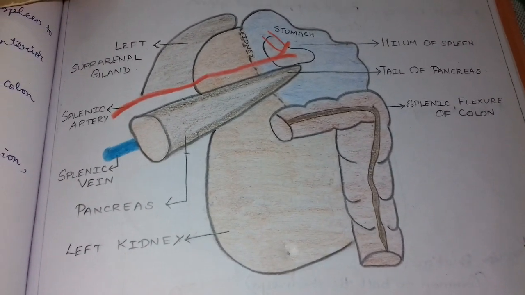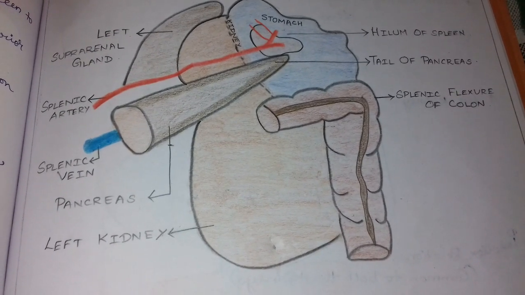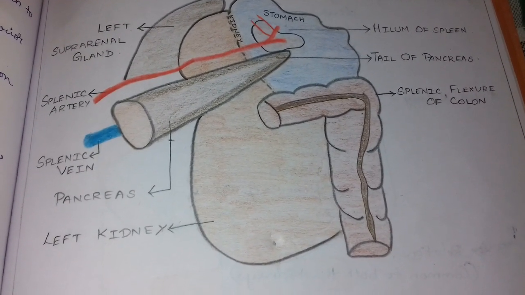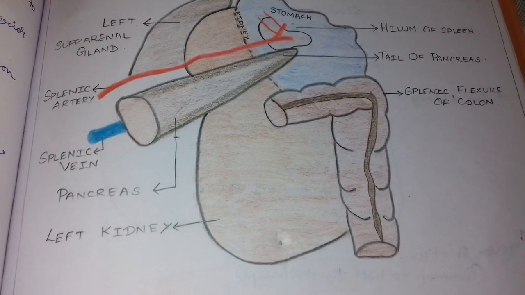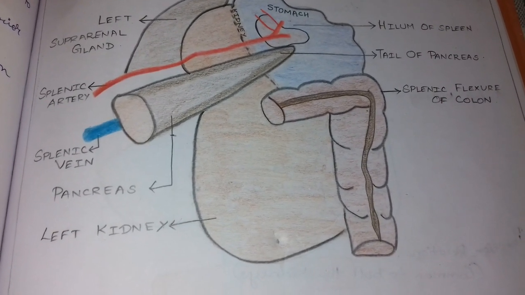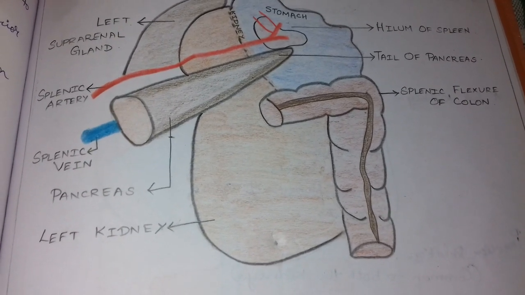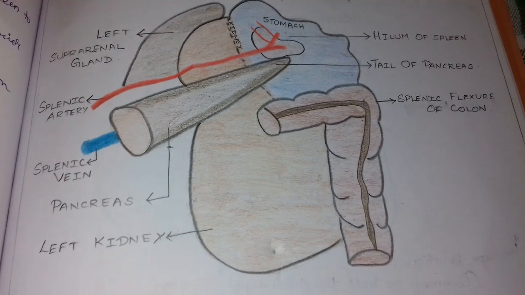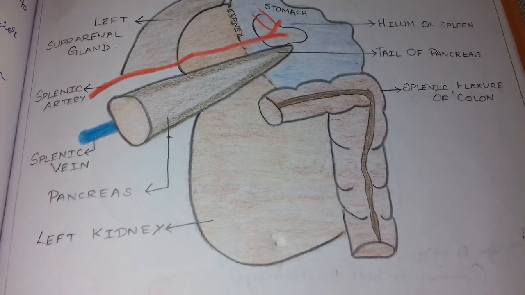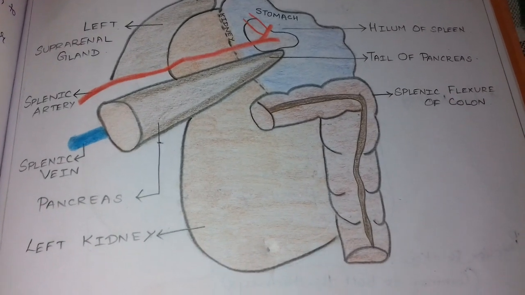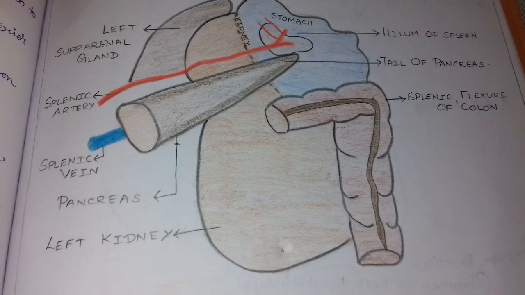There are two angles: anterobasal angle and posterobasal angle. Anterobasal angle is the junction of superior border with anterior end. Posterobasal angle is the junction of inferior border with anterior end.